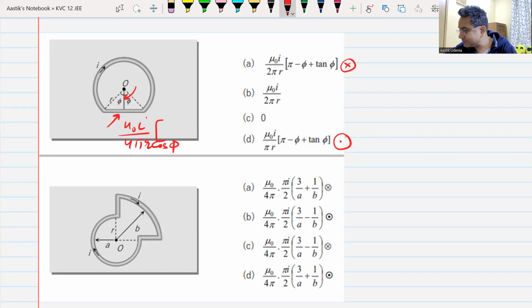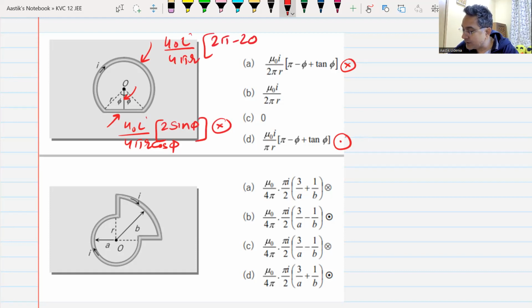We understand this? Sir. Into sine phi plus sine phi, it will become 2 times of sine phi, and the field is going inside. Because of this, it will be mu naught I by 4 pi r, and the entire angle is 2 pi minus 2 phi. So the only option that matches is option A. Do we understand this? Yes or no?